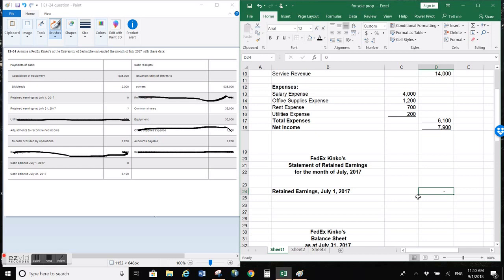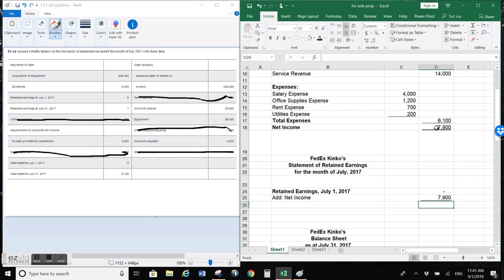So yes, it has. So first thing we're going to do is add the net income earned for the month. So because it was for the month of July, and the income earned for the month of July is that number comes down, gets popped in right there.